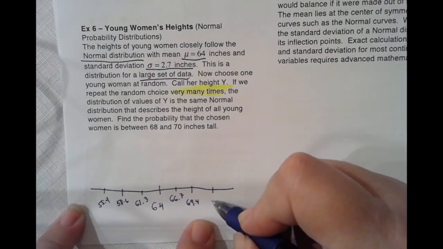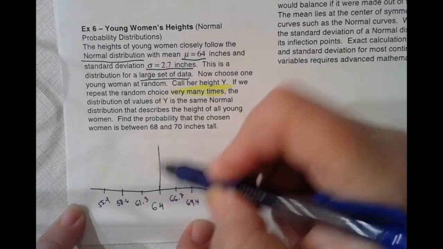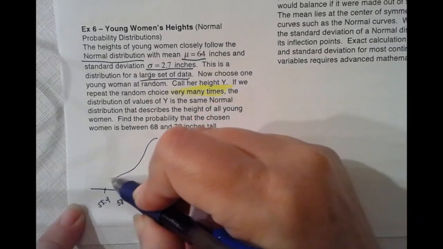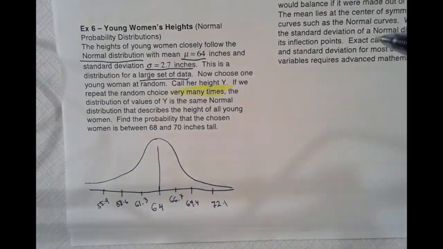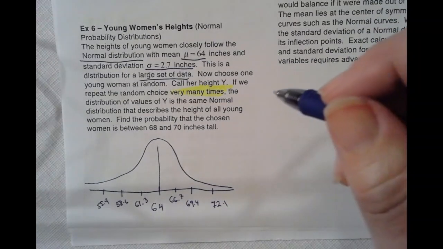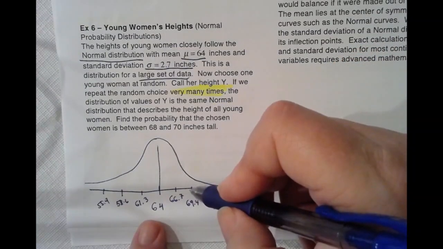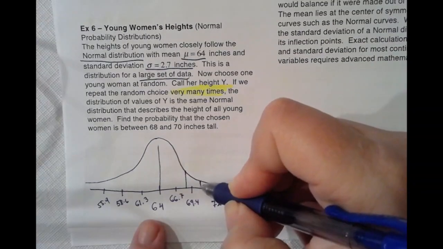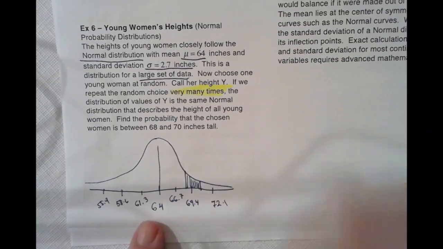and 72.1. So if I'm drawing, okay, this is approximately my normal distribution. They want to know what is the probability that it's between 68 and 70 inches tall. So that's somewhere here. Okay, we want to know that probability.